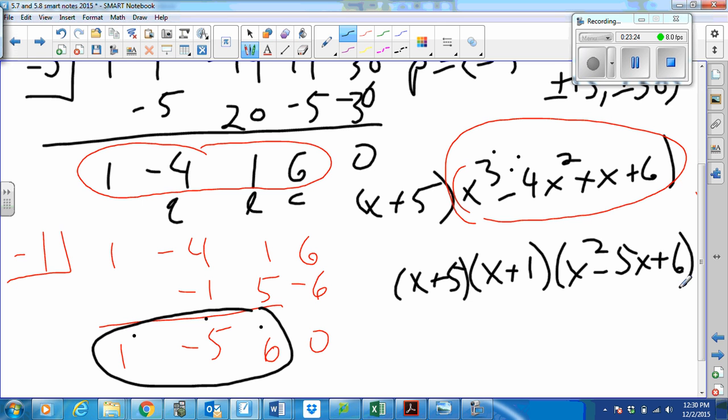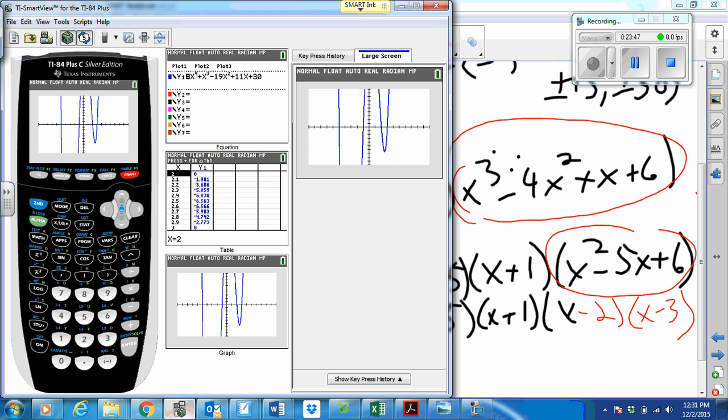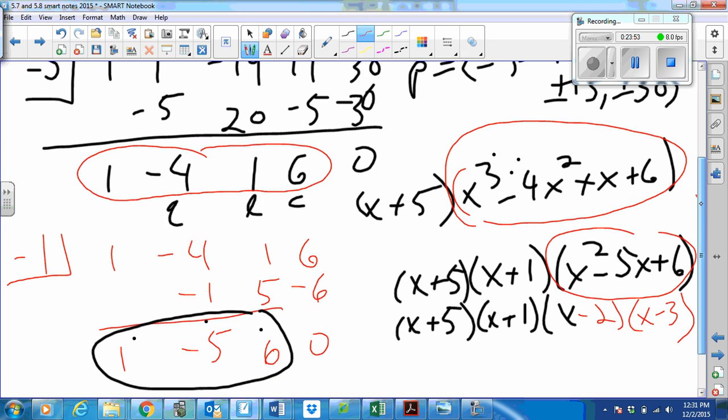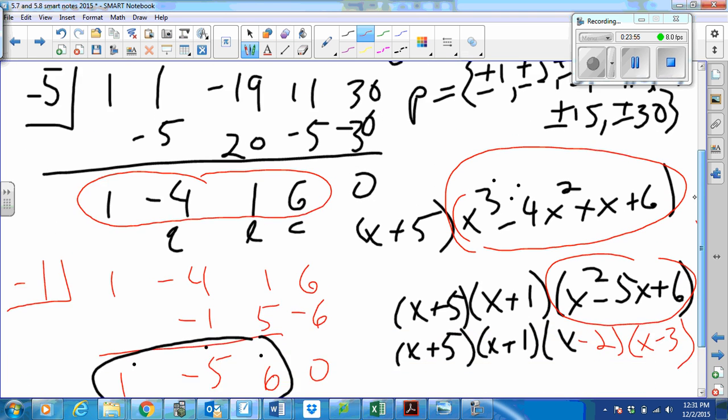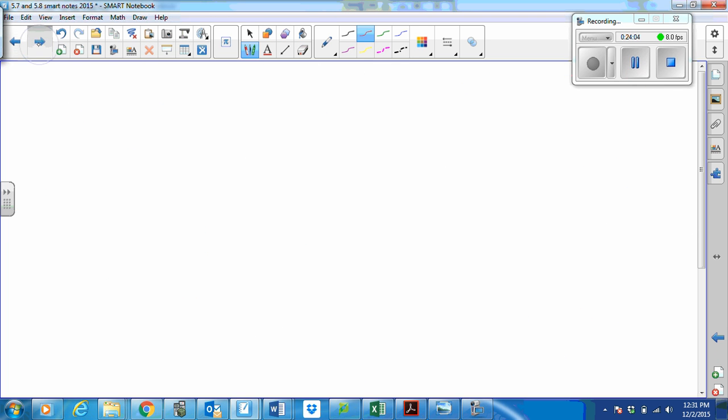Now I have it broken down to a quadratic, so I really don't need to use synthetic division anymore. So I know I have x plus 5 times x plus 1 times, and then this quadratic will factor to x minus 2 times x minus 3. So our other two roots should be 2 and 3. And if I go back to the graph and look at it, sure enough, it crosses the x-axis at 2 and 3. So that's how the algebra ties right into this. So we are going to be looking at factoring completely. And in this case, the zeros would be negative 5, negative 1, 2, and 3. And that's it.